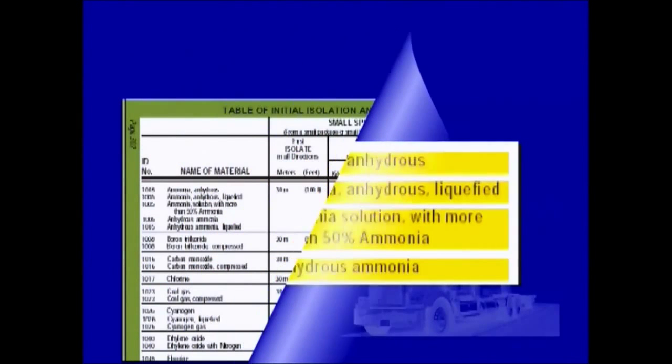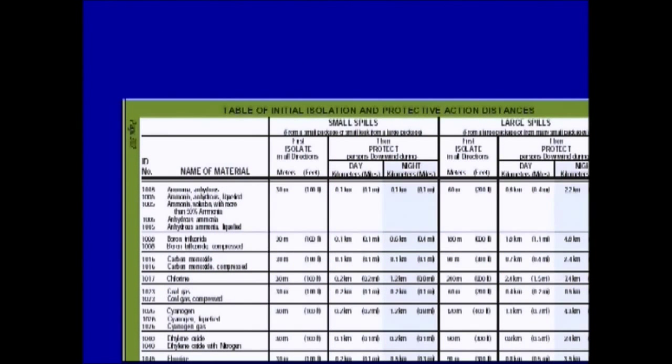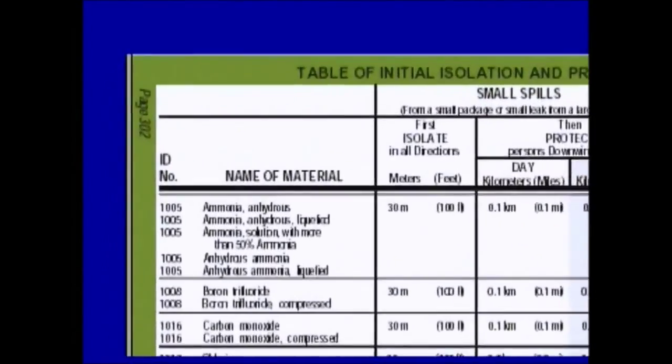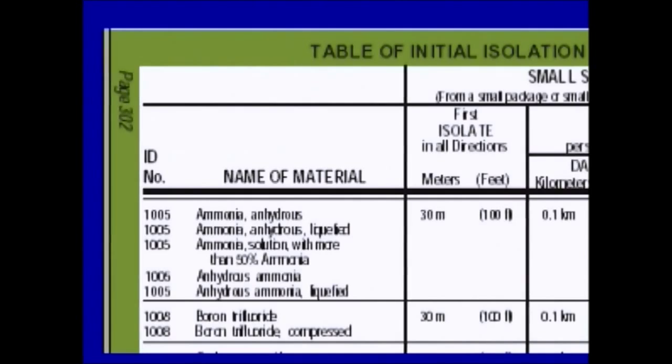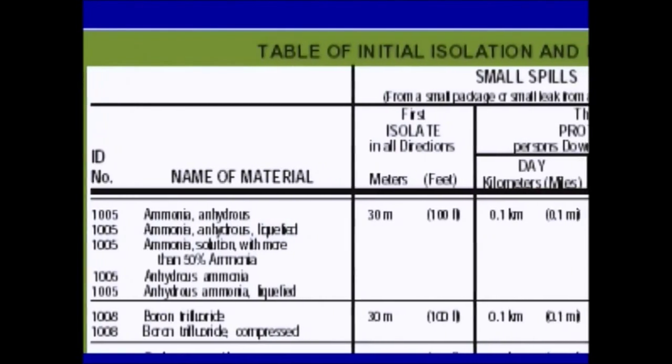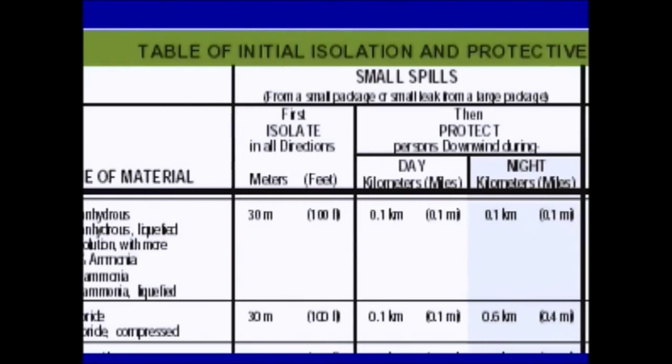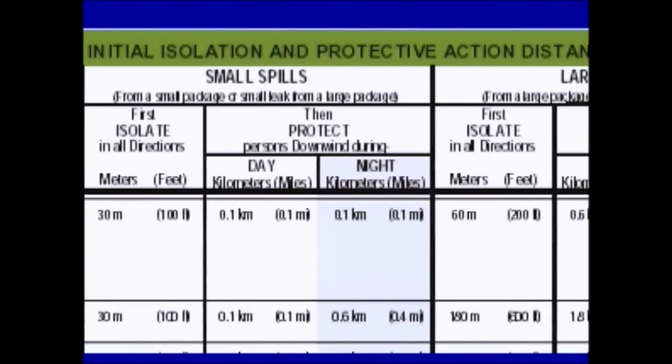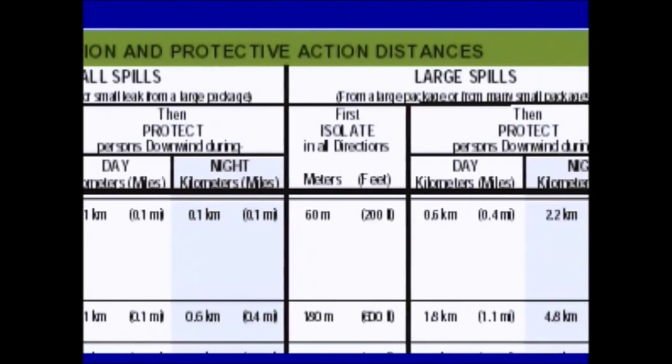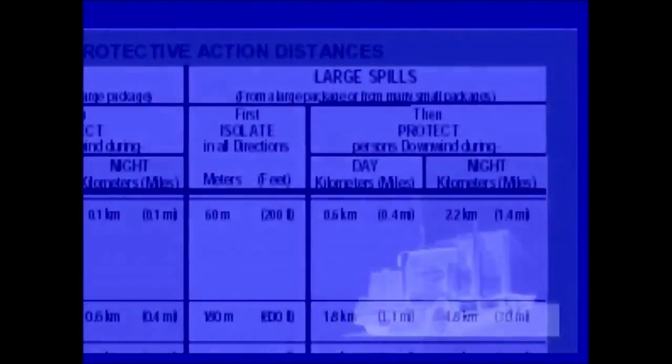If the index entry is highlighted, turn to the Table of Initial Isolation and Protective Action Distances bordered by green and locate the ID number and proper shipping name. Follow the directions in this guide first. If directed to do so, begin the protective action measures immediately as outlined in this table.